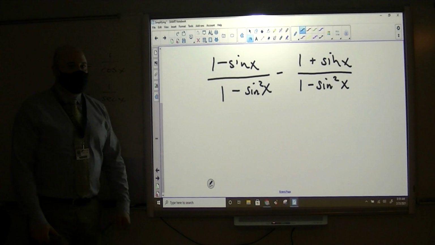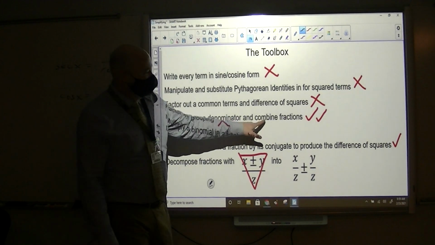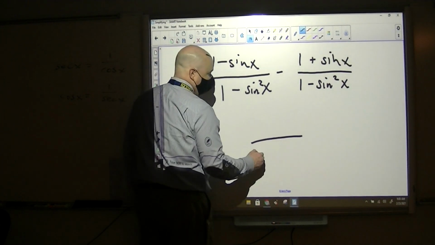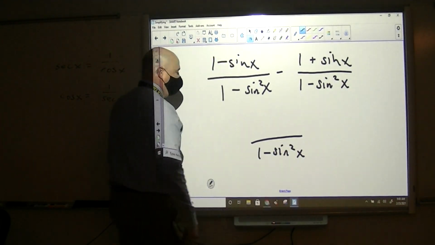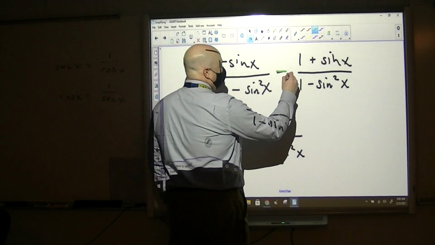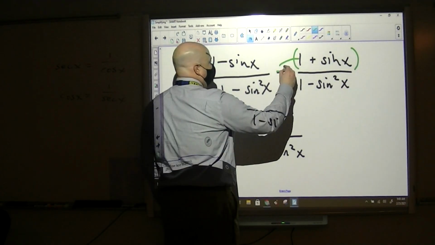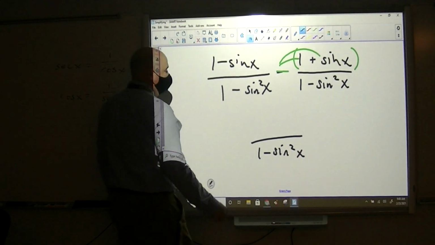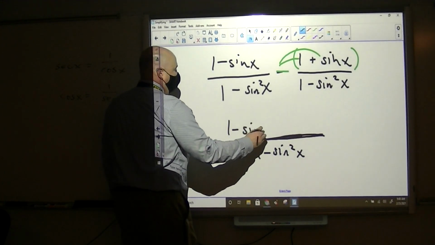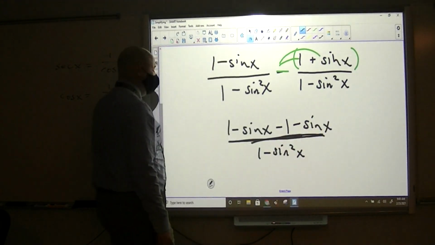Now, I found the common denominator, but I didn't actually combine the fractions, and this says, find a common denominator and combine fractions, okay? So now I'm going to actually put them together. This is going to say 1 minus sine squared x. And on the top, when I combine this, we saw this in the opener, we are subtracting this. So we have to make sure that we're taking the opposite of both of those terms. And I'm going to stretch this out a little bit. So we have 1 minus sine x minus 1 minus sine x.